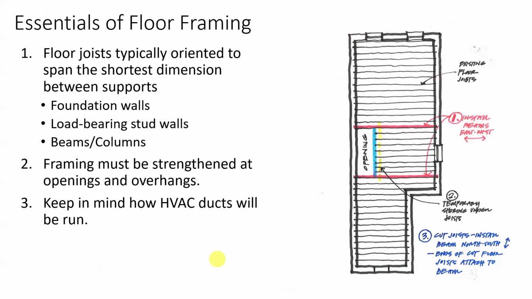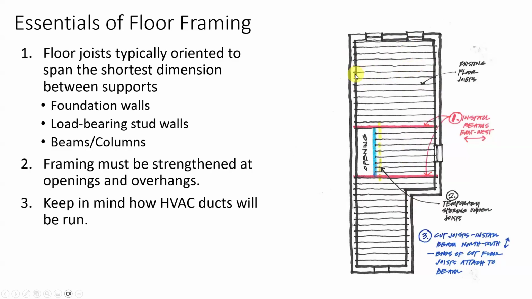Okay, so your assignment next week is going to be a floor framing plan. These are just some things to remember for that assignment. I don't expect you to memorize it. You can come back and look at this. Floor joists are typically oriented to span the shortest dimension between supports. For example, on this house, which is a long skinny house, if my joists can span this direction, I typically would span them the short direction instead of the long direction.